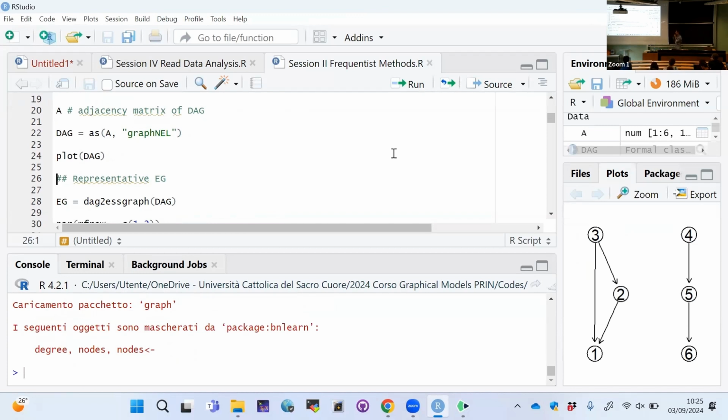Is it okay? Okay. So later on, we will also need to consider the representative essential graph. This is possible using a function called dag2essgraph, which applies again to an object of class graphNEL.